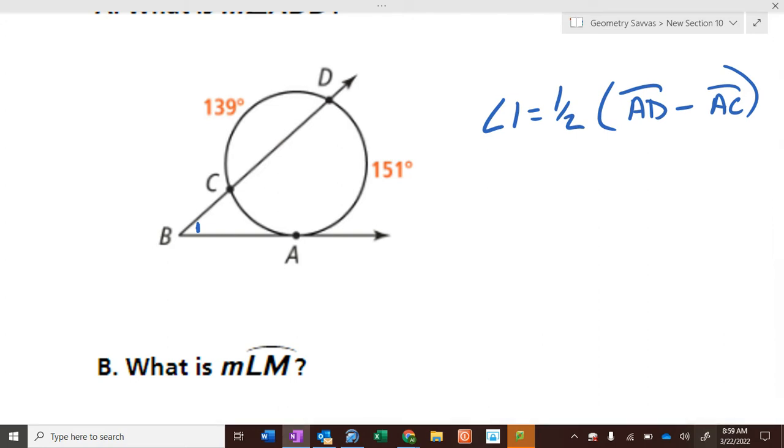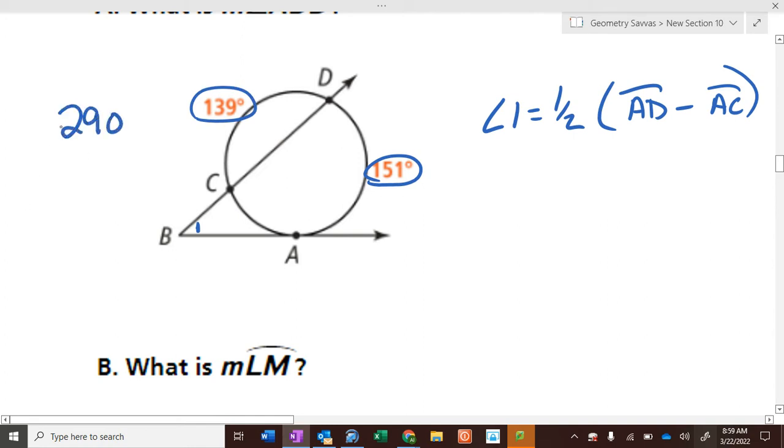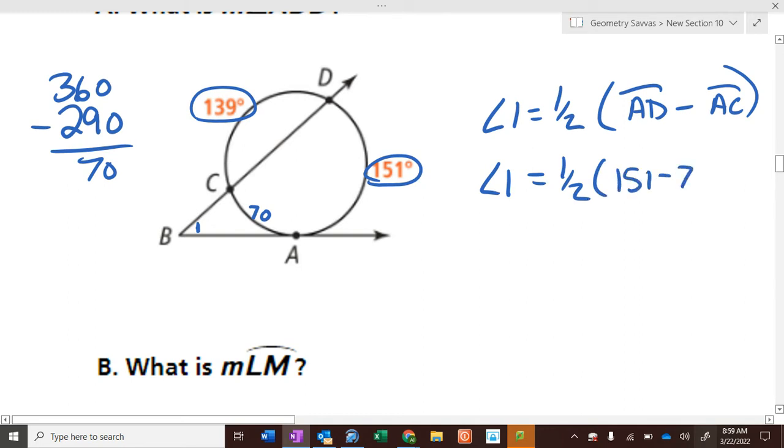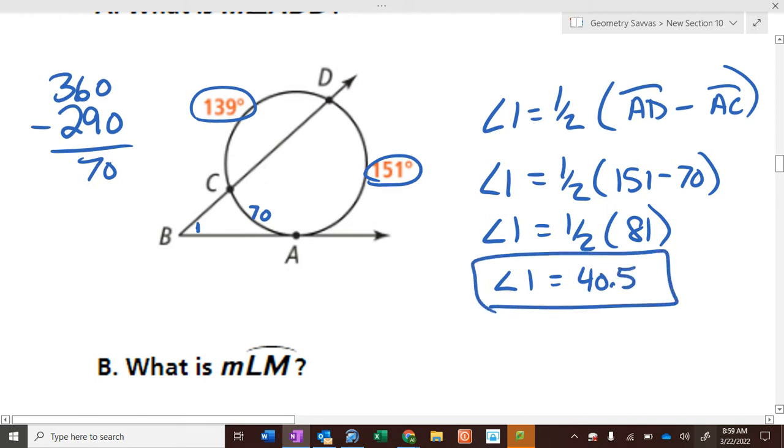Yeah. There's 360 degrees in a circle. 151 and 139 add up to like 290. What's 360 minus 290? 70. So this arc is 70. So angle 1 equals 1/2 of 151 minus 70. Angle 1 equals 1/2 of 81. Angle 1 equals 40.5. The angle equals 1/2 of the big arc minus the little arc.